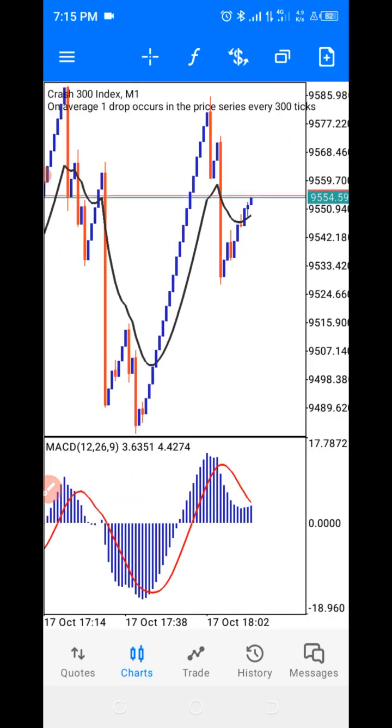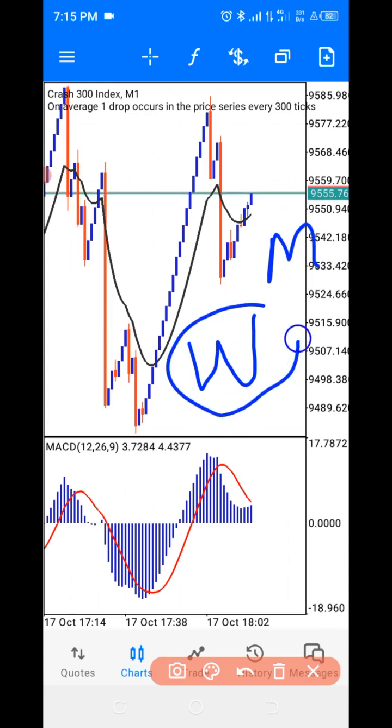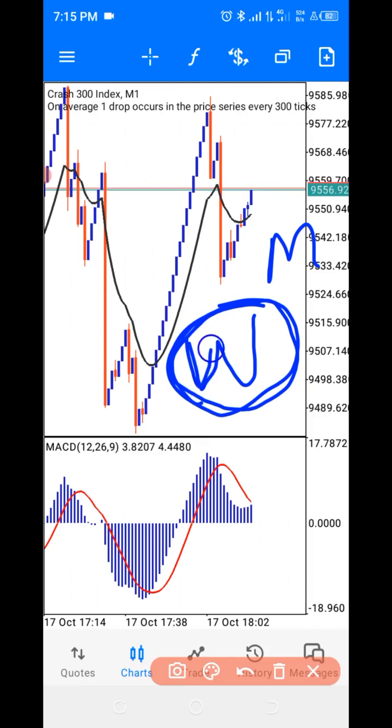This is Crash 300. I know you might have come across it, probably you might be trading it or you've heard about it, watched a video or read a PDF, that the market moves in M's and W's. We're going to be trading the W pattern with this strategy, with just two indicators to confirm for us. The pros and cons of this strategy is that we are just trading the W's.